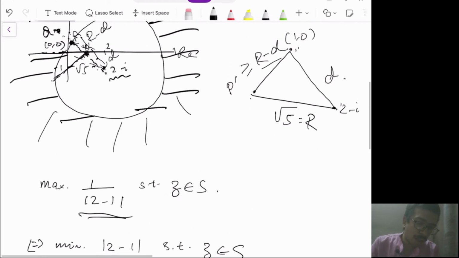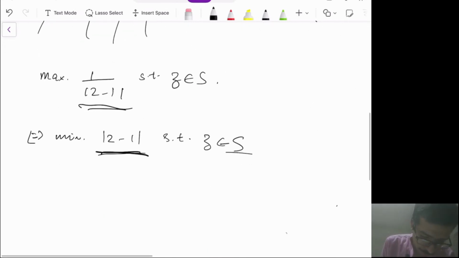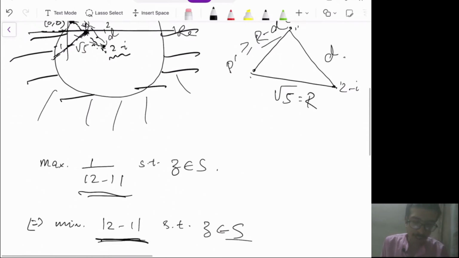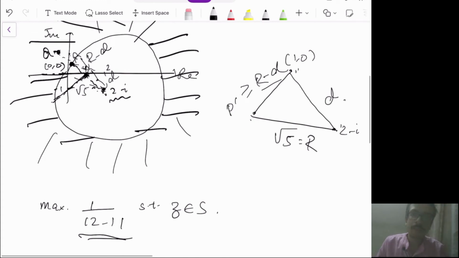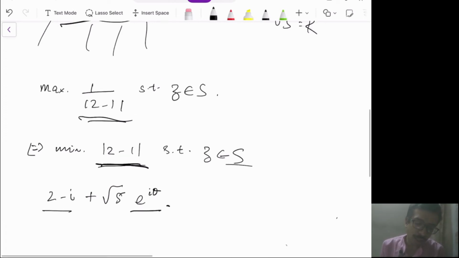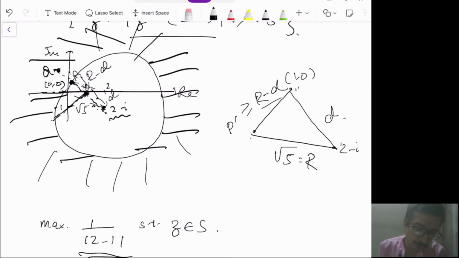Basically the idea is this, that we can actually find the phase and the distance of the point with respect to 2 minus iota. First of all, any point on the circle can be represented as 2 minus iota plus root 5 times e to the power iota theta, where theta is the relative angle of the line joining 2 minus iota to p. Now the line joining 2 minus iota to p actually passes through (1, 0), and we can find the angle which this line makes with the x-axis.